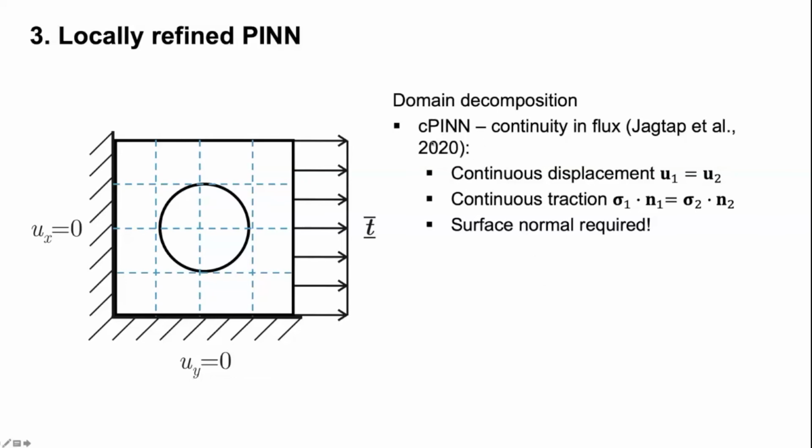This has been presented by Yaktab, by the group of Kaniadakis. They divide the domain into several domains, and in each domain there's a PINN as an ansatz. Then of course we need stitching conditions for the displacement and also for the traction, and we also need to compute the surface normals. This is one approach which we are currently investigating. I hope we can submit a preprint soon.